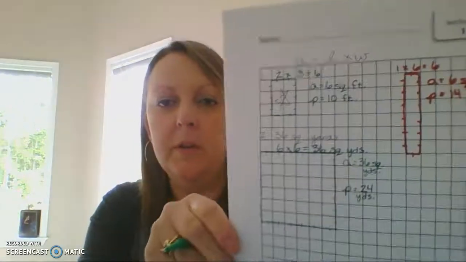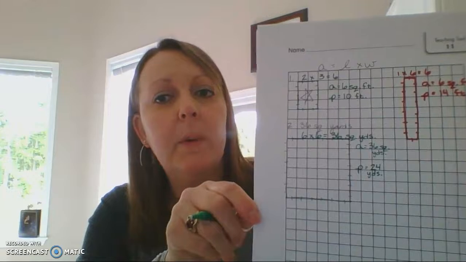All right, and so my area equals 36 square yards. But now I have to figure out the perimeter of that green shape by counting all around the outside. So 24. 24 yards. And my paper looks like this.